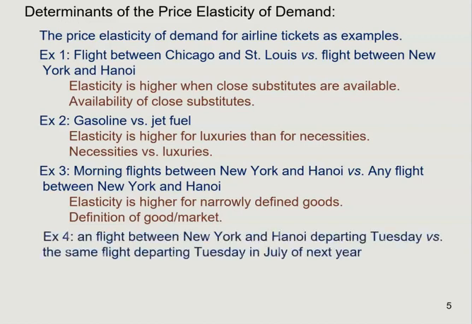Now the fourth and last example is a flight between New York and Hanoi departing this upcoming Tuesday versus the same flight departing on a Tuesday in July of next year. Again, pause the video and think about which one is more elastic. This one, again, is relatively straightforward. You would find that the same flight departing in July of next year is going to be more elastic. Why? Because it gives people more time to change their mind.